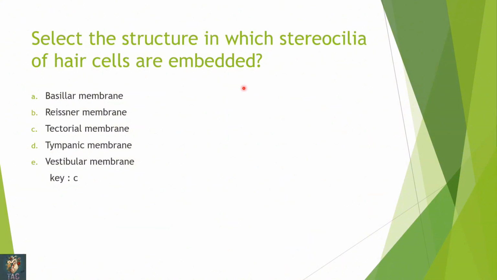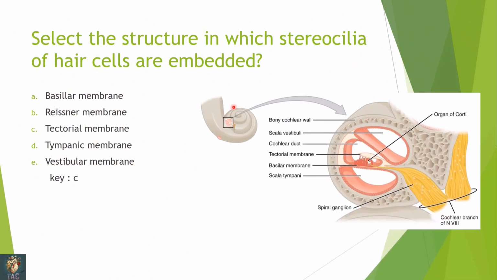Next is, select the structure in which stereocilia of the hair cells are embedded. Here you can see in this diagram that these are the hair cells, the inner hair cells of the organ of Corti, in which the stereocilia are present, and these stereocilia are embedded in the tectorial membrane. Here you can see this is the basilar membrane and this one is the cochlear duct, where the scala vestibuli and the scala tympani are present. So the correct option is the tectorial membrane, where the stereocilia are embedded.